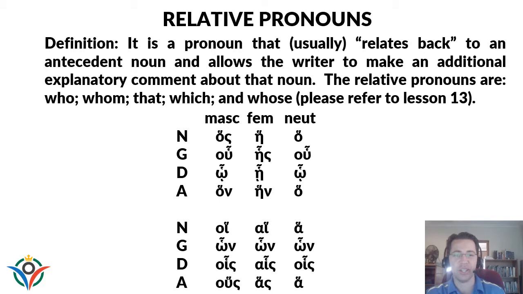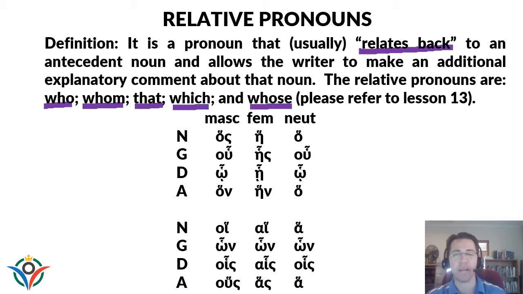All right, let's continue with our review of the pronouns. And using our acronym DRIP, we now move on to the R. Let's take a look at relative pronouns. So here's a definition to remind us of what a relative pronoun is. It is a pronoun that usually relates back to an antecedent noun and allows the writer to make an additional explanatory comment about that noun. The relative pronouns are who, whom, that, which, and whose.